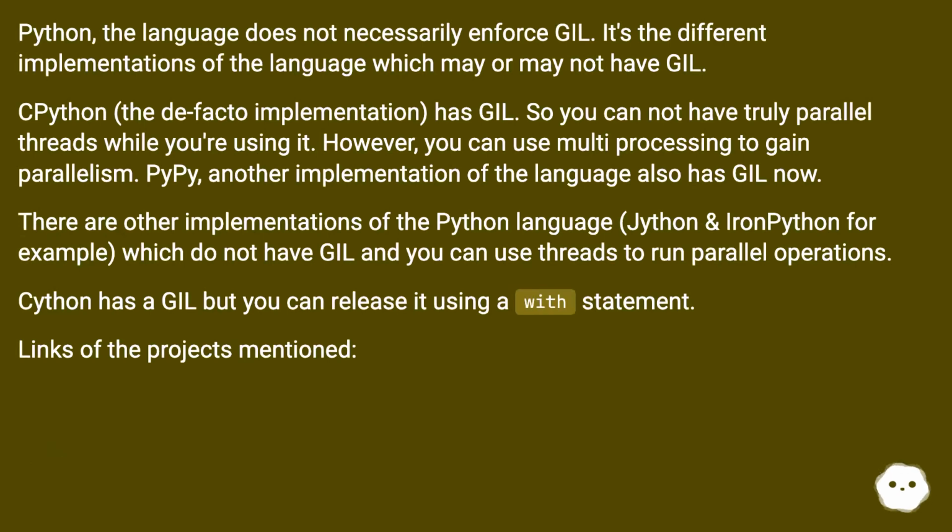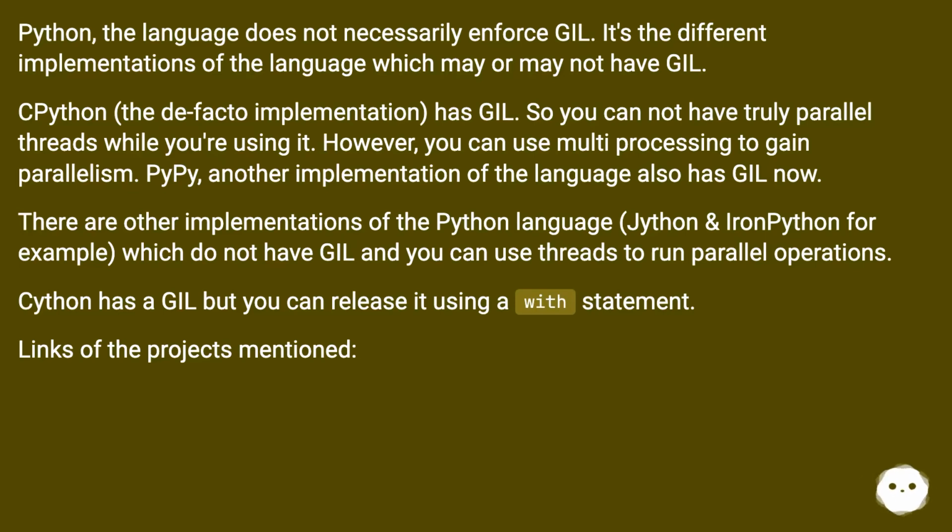Python, the language, does not necessarily enforce the GIL. It's the different implementations of the language which may or may not have a GIL. Python, the de facto implementation, has a GIL, so you cannot have truly parallel threads while you're using it. However, you can use multiprocessing to gain parallelism. PyPy, another implementation of the language, also has a GIL now.